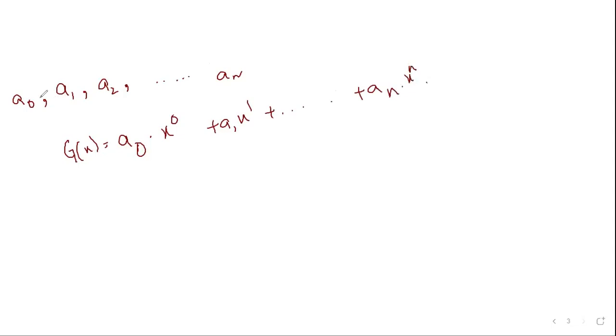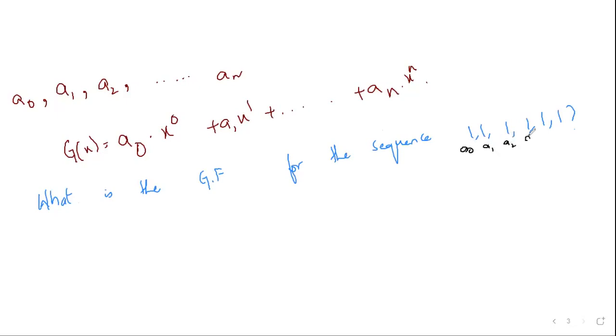Now, the next question or example is, what is the generating function for the sequence 1 1 1, 6 times? For this, the generating function will be, first term should be multiplied with x power 0. This is a0, a1, a2, a3, a4 and a5.